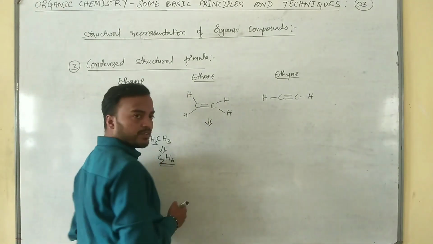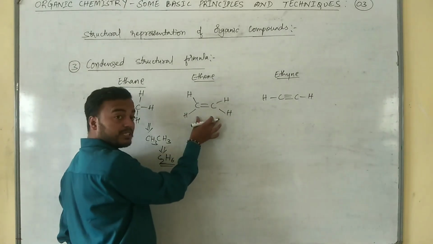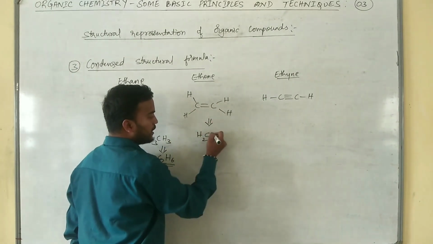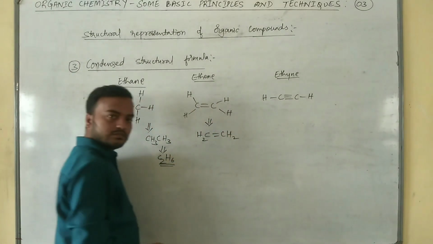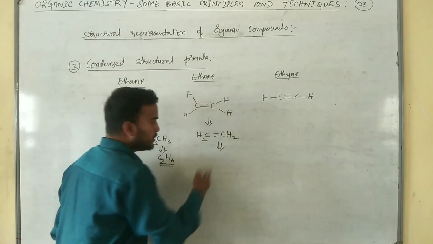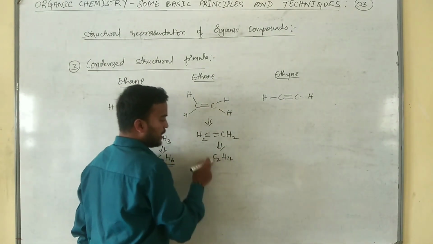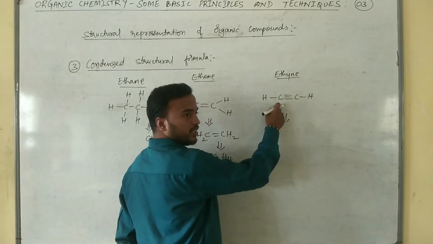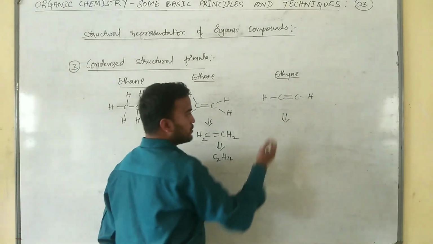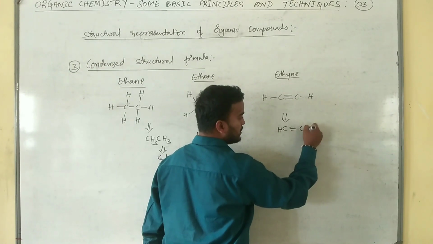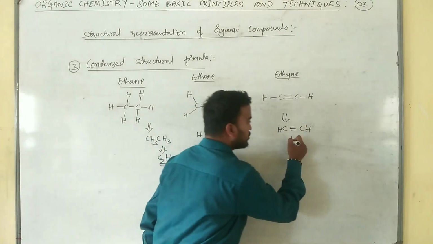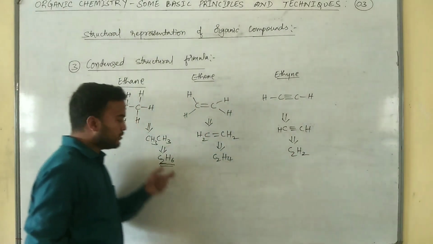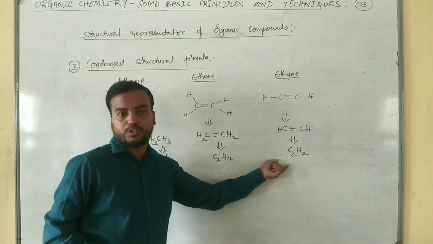In this case, ethene, this is the complete structural formula of ethene. So you can write carbon with 2 hydrogens, double bond, next carbon with 2 hydrogens, or it can be further condensed to C2H4, 2 carbon atoms, 4 hydrogen atoms. In this case, this is the complete structural formula of ethyne. It can be further condensed to CH triple bond CH, or further condensed to C2H2, 2 carbon atoms and 2 hydrogen atoms. So these are the condensed structural formulas.